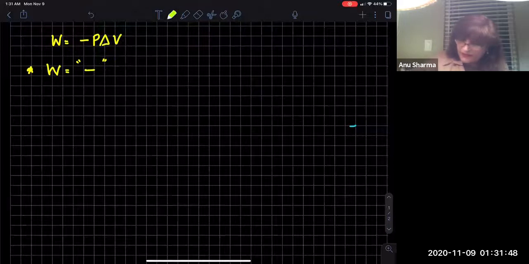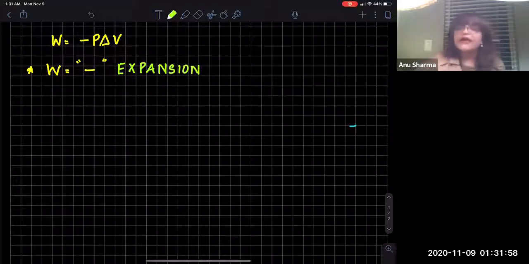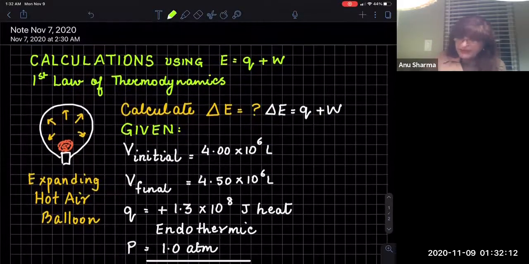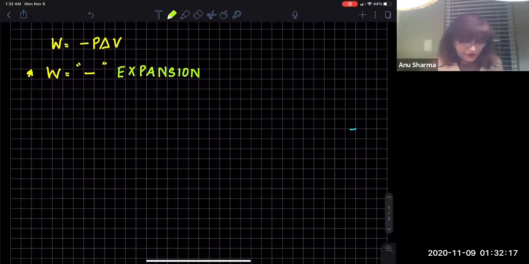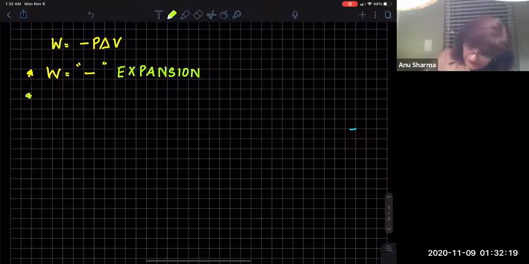So keep that in mind, based on my explanation in my previous video. Anytime the gases are expanding, the formula you're going to use is W is equal to negative PΔV. But if the gas is compressed, then it is positive PΔV. So in this case, obviously, the balloon is being heated up and the balloon is expanding. So negative PΔV.